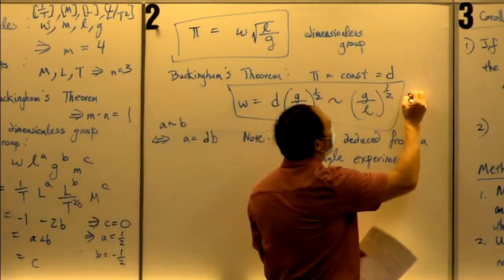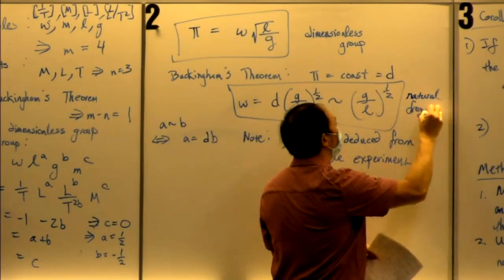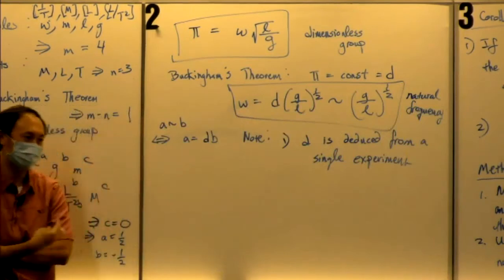Some of you might know this as what's called the natural frequency. Basically, depending on how tall the object is, it tells you how quickly it's going to swing.